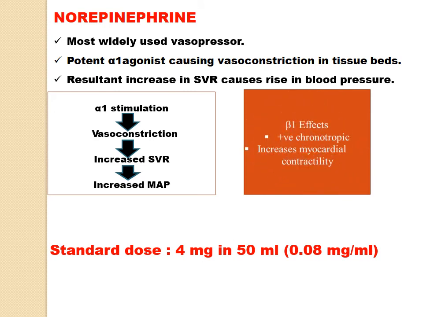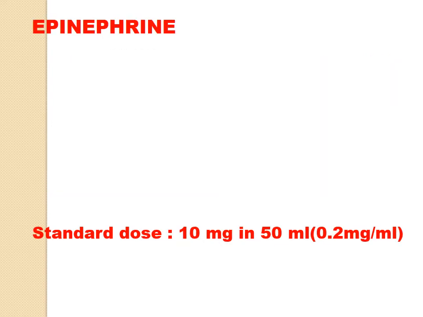And another key point is that due to its beta 1 effect, the positive chronotropic effect is there, that is the increase in the myocardial contractility. And the standard dose of norepinephrine is 4 mg in 50 ml. The second drug of choice to treat shock is epinephrine.